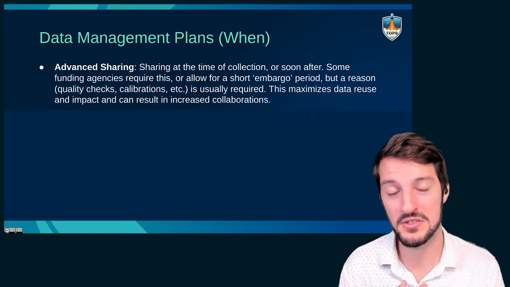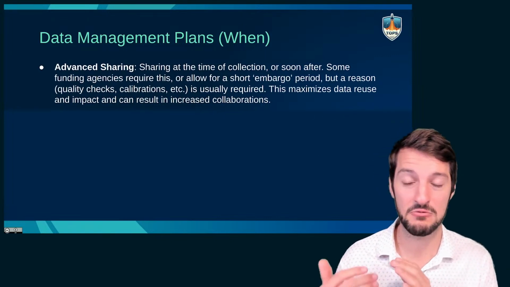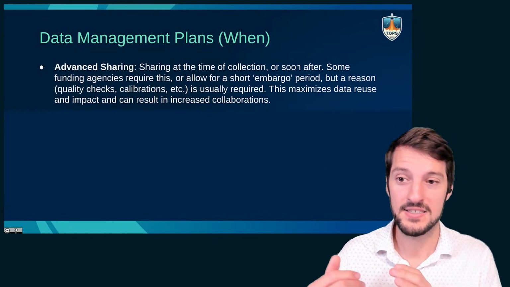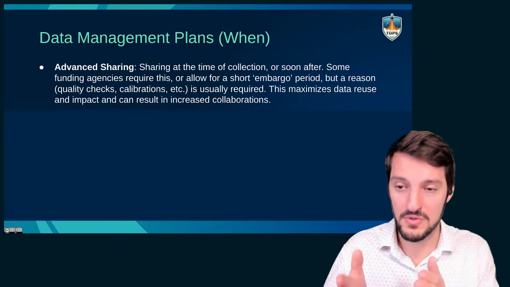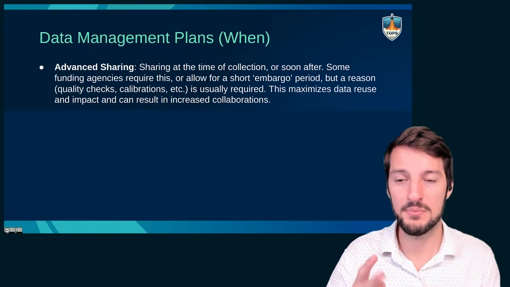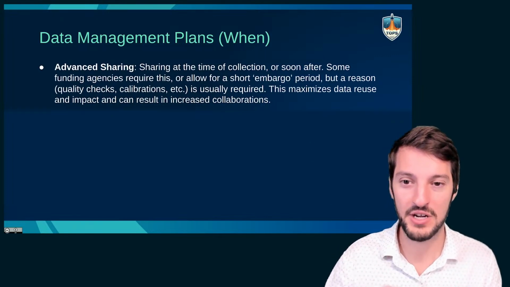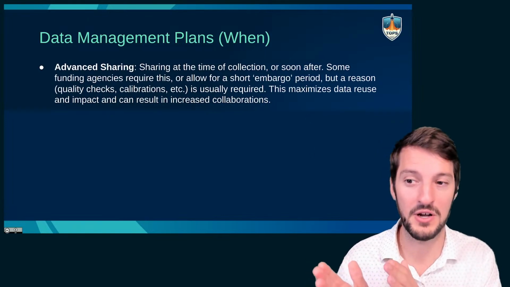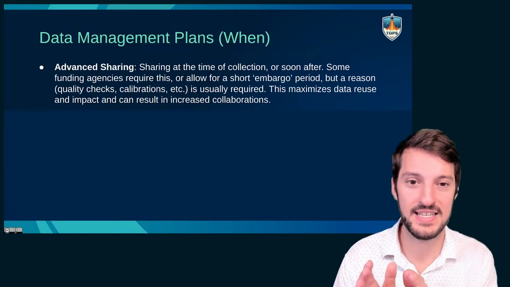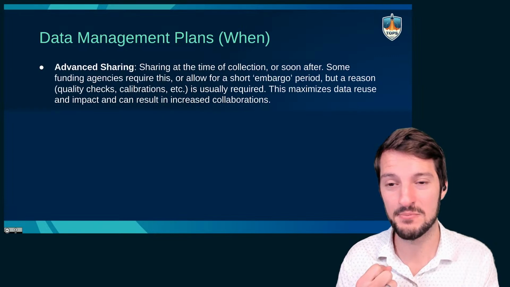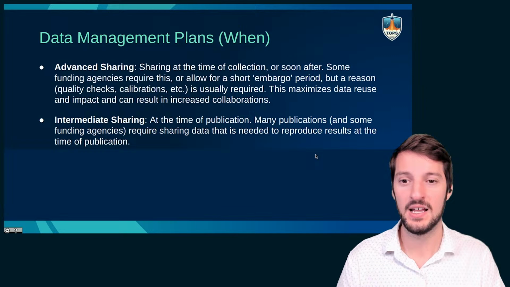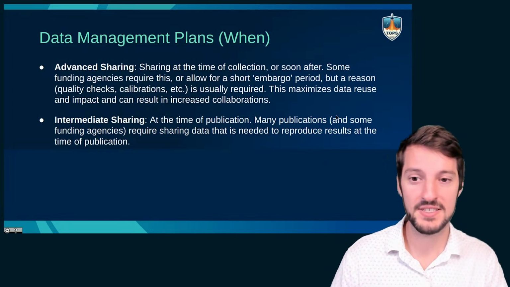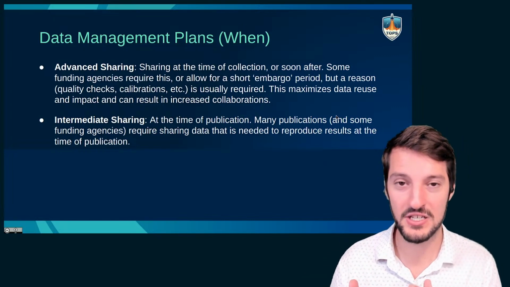Maybe I need to make sure that there's nothing identifiable in it if this data relates to people. So I'm going to take a couple of weeks or maybe 2 months after I collect this data to clean it up and make sure it meets all of these criteria that we have agreed upon that it should meet. And if it is not, then I probably shouldn't share this data because it could be misused or misinterpreted. I should also maybe consider intermediate sharing if advanced sharing is an option.